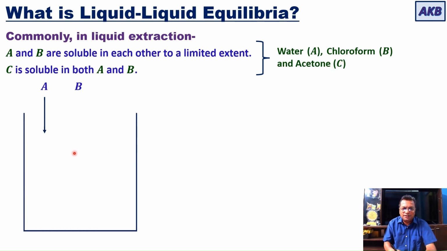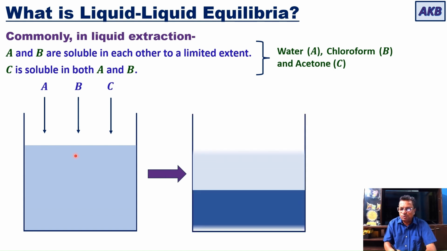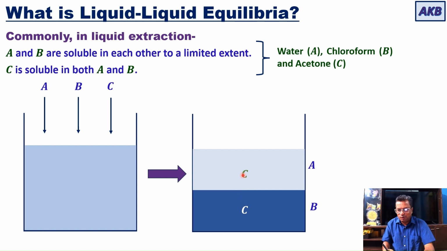So if these three liquids are mixed and properly agitated, and then allowed to settle, again they will settle in two liquid layers that are insoluble in each other. Again C will be present in both the layers, and after a sufficiently long time, a dynamic equilibrium will be reached, where although C will be moving from one phase to the other, there will be no net transfer of C across the interface.